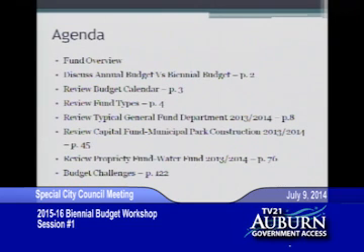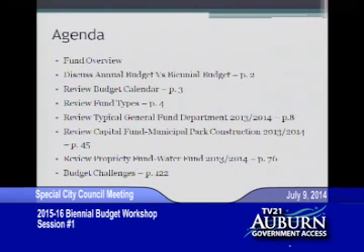So today what we're going to do is a fund overview. We're going to look at the types of funds we have here in the city. We're going to discuss the differences between an annual and a biennial budget. We're going to review the budget calendar and where we're at in the process to date. We're going to review the fund types, and we're going to review a typical general fund department.